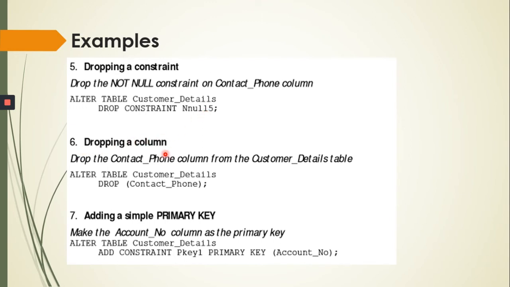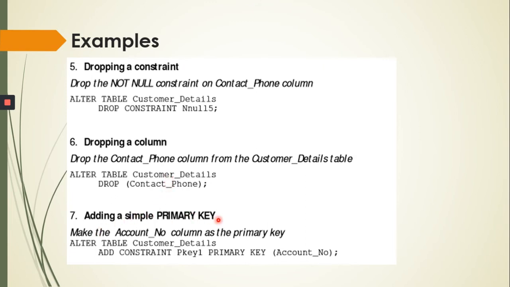Okay, next is dropping a column. Suppose I have 5 columns and I am removing one column. So alter table customer details, drop. Which column do we have to drop? Contact phone number. So in bracket we have to write contact phone. Okay, so contact phone number will be removed from the database.